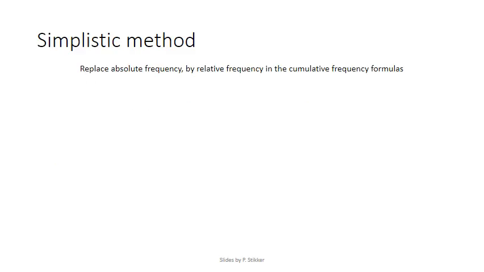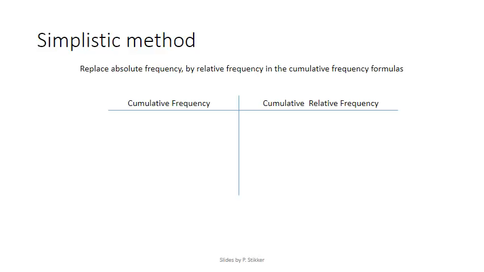When we were discussing the cumulative relative frequency, we also discussed that there are a few different options to calculate this. The most simplistic method to come up with a formula is actually to simply replace absolute frequency by relative frequency in the formulas we saw earlier for cumulative frequencies. So if we take one of the formulas for cumulative frequencies and we replace the CF simply now by CRF, and we also replace F here by RF, we get our first useful formula for cumulative relative frequencies.